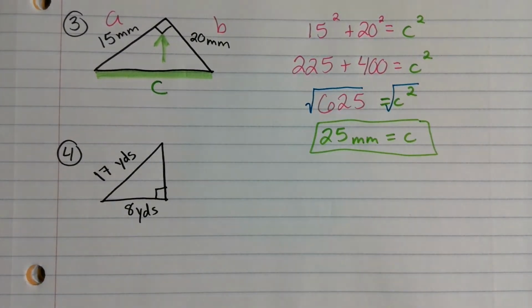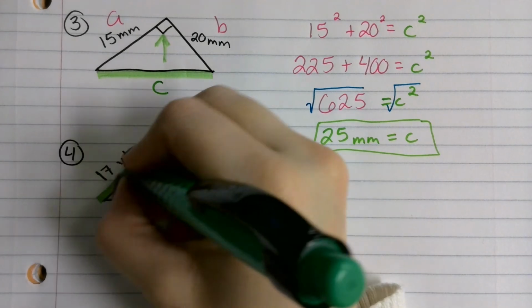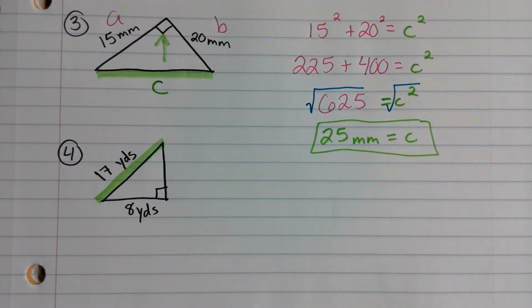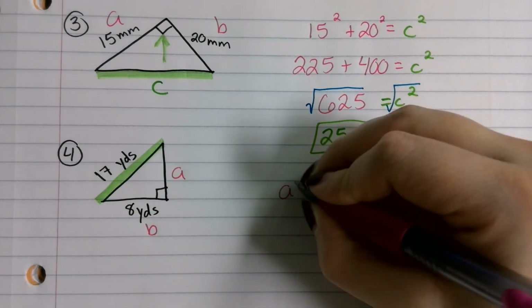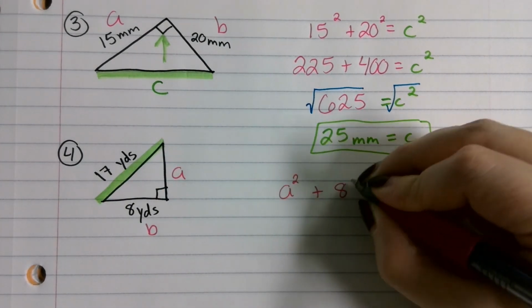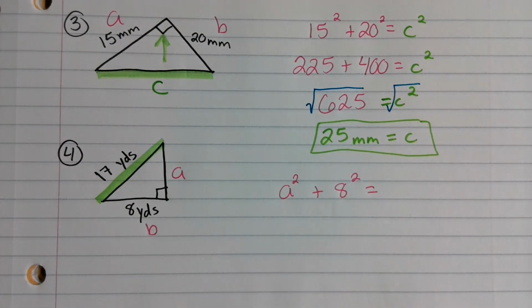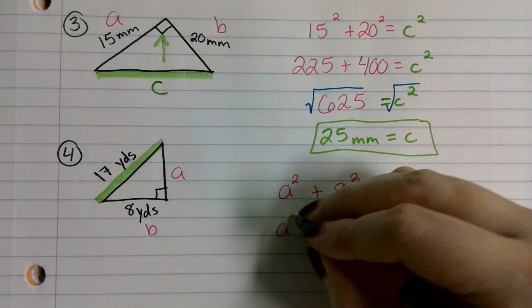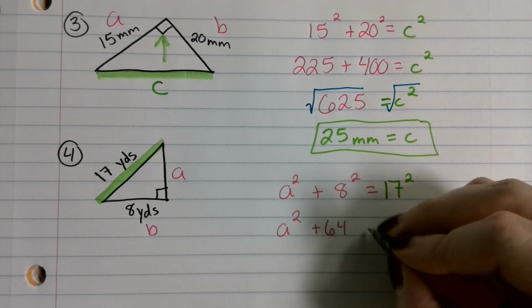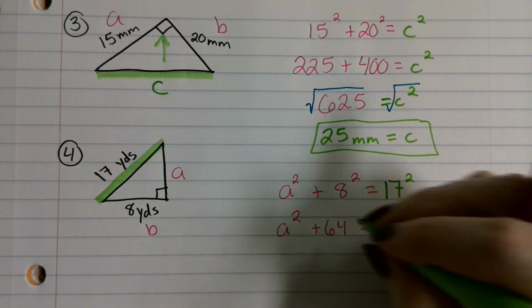Okay, what about for problem number 4, Skylar? 15 yards. Very good. The hypotenuse is a measurement that happens to be given to you. It's the leg that happens to be missing. So in this case, it's going to be A squared plus 8 squared is equal to 17 squared. What's 8 squared? 64. And what is 17 squared?